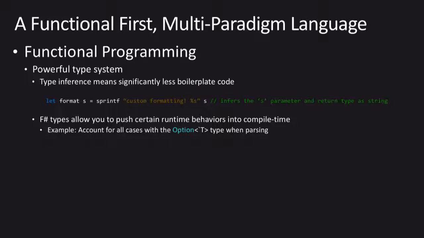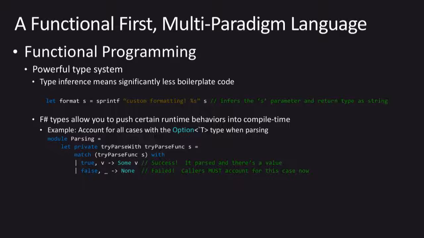Yeah, exactly. And so there's this thing called the option of T in F#, which is a way of representing that I either have something or I have nothing. A way that you could wrap parsing is I chose to have this little module Parsing. Inside of there, I'll create a little helper function called tryParseWith, which takes in a function and a string. tryParseFunc is the function. So in this case, I'll do tryParseFunc s, and then the result of that I will match in a pattern matching expression, which C# 7 has. Yeah. We already got it.